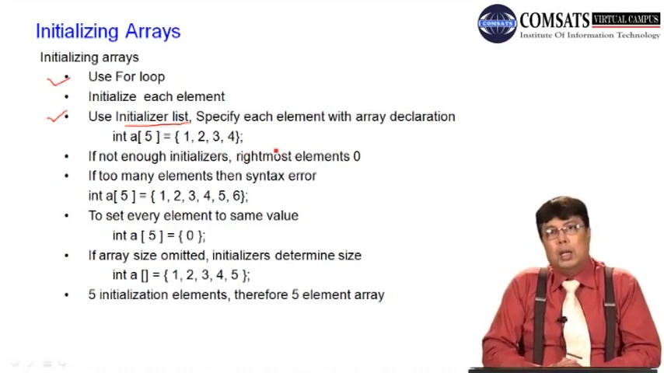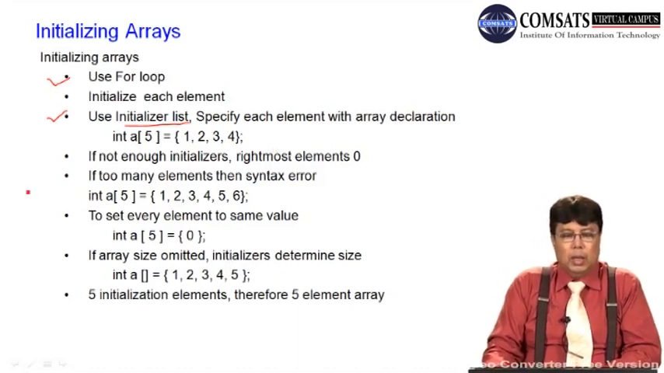But if we don't provide the fifth element, then the rightmost element will be 0. If we do not initialize as many elements as the size of the array, the remaining elements are automatically initialized to a 0 value.